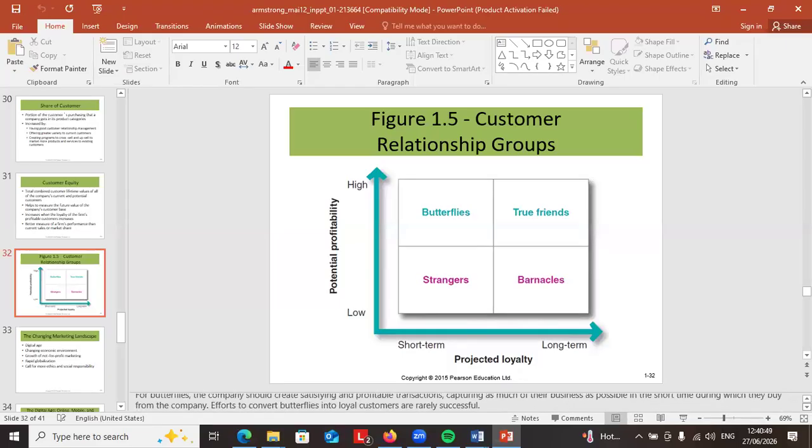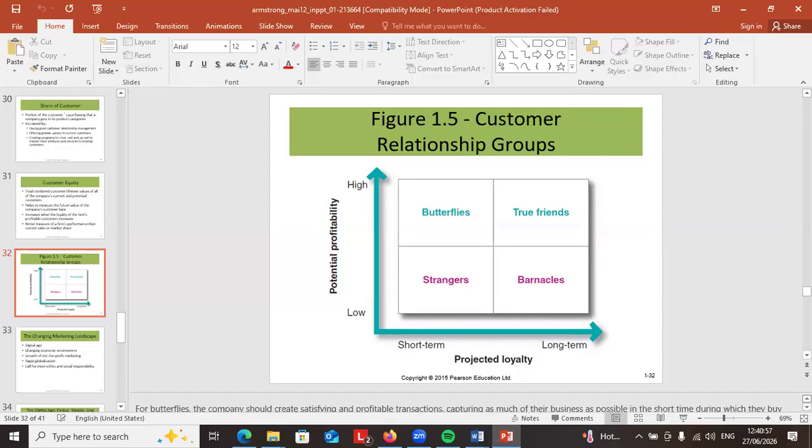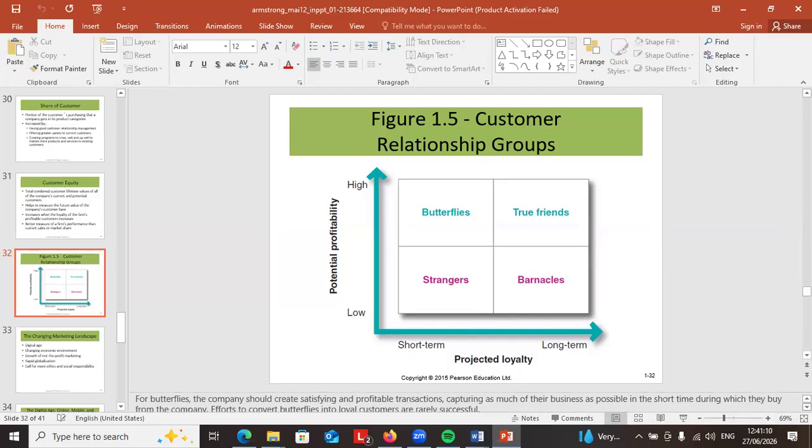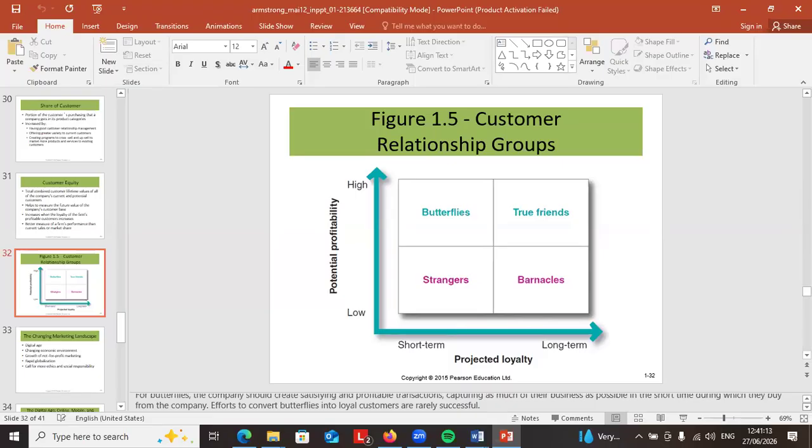For butterflies, the company should create satisfying and profitable transactions, capturing as much of their business as possible in the short time during which they buy from the company. This is because they are characterized by high potential profitability, but are short term, right? And so efforts to convert butterflies into loyal customers are rarely successful.